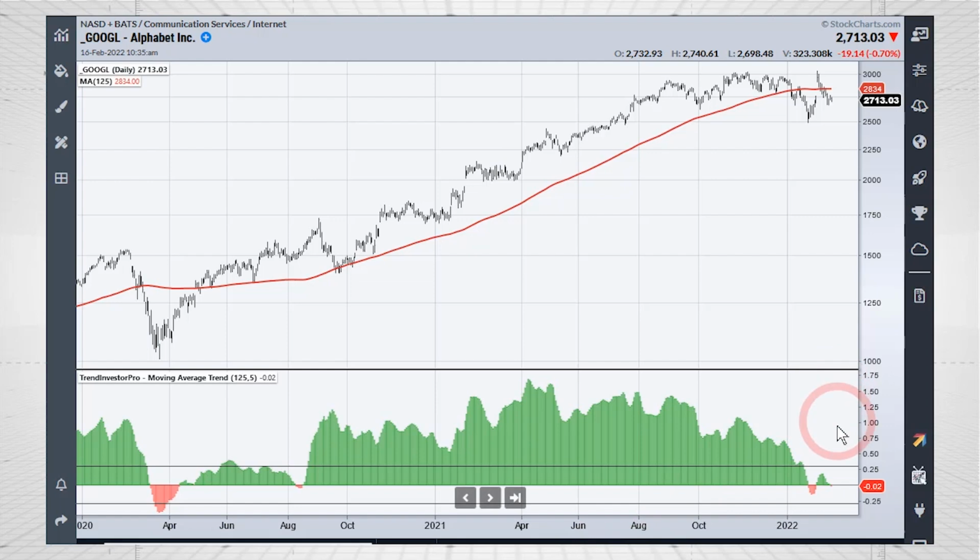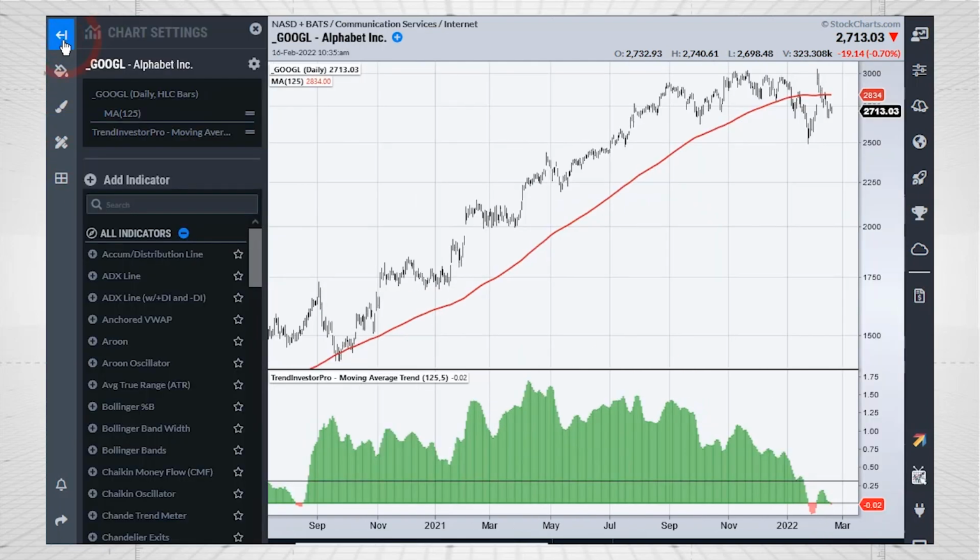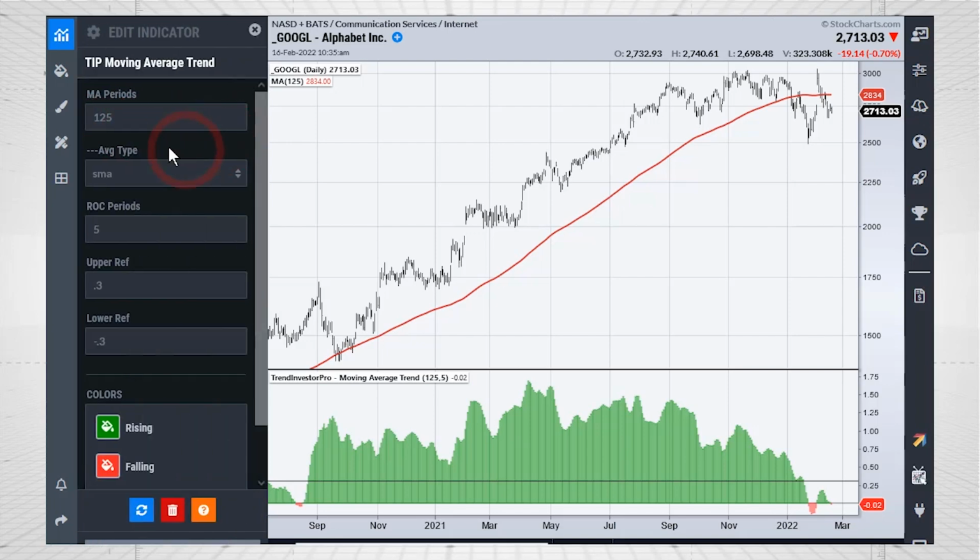Now you'll notice that I've got lines here at 0.3 and minus 0.3. And I'm going to go over to the upper left and open up the dialog box there, and we're going to look at the settings here. You can see 125-day moving average, simple. You can choose exponential. I personally prefer simple. You can adjust the rate of change.